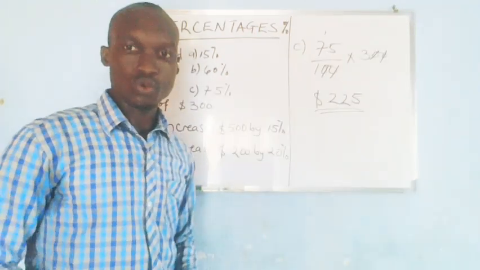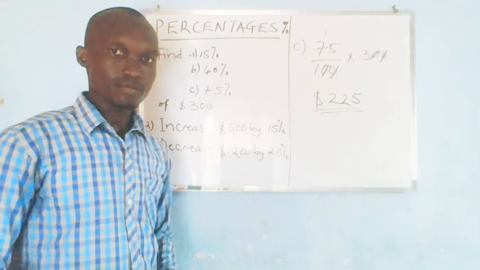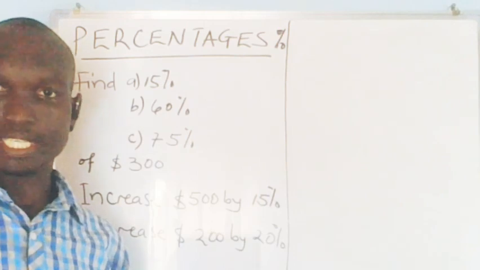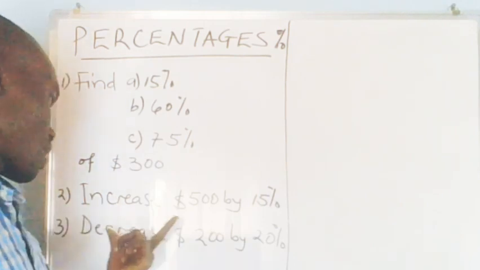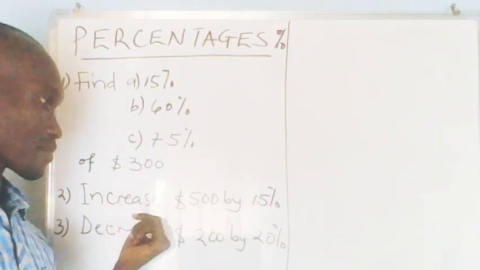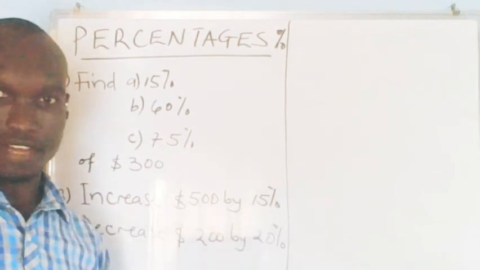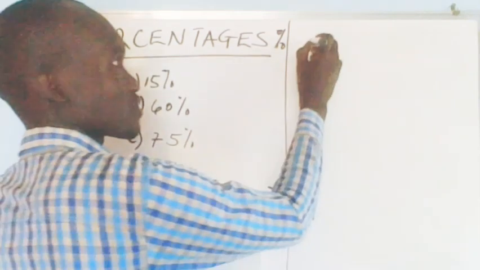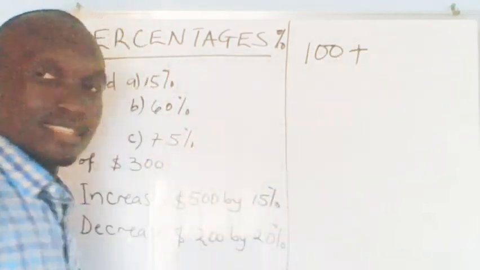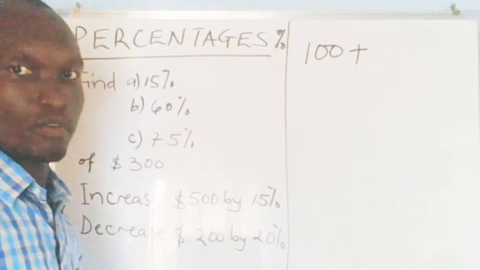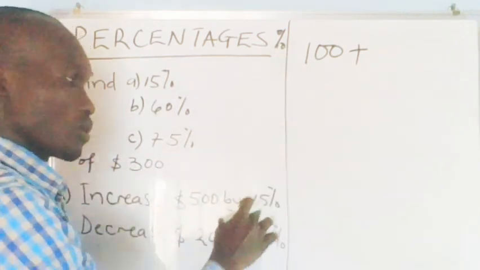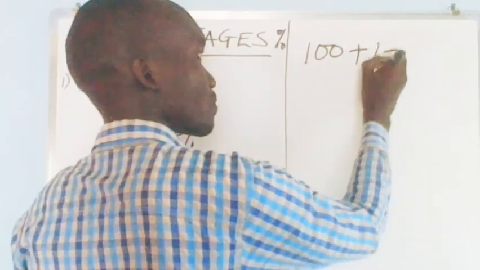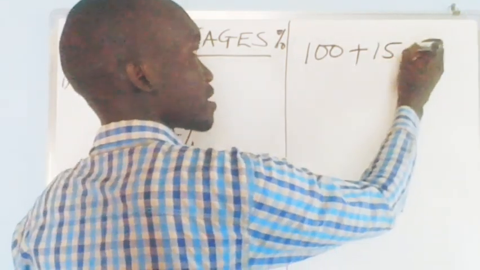Now in percentage, we also have decrease and increase. And that's the second part I want us to look at. We can increase a percentage and we can also decrease a percentage. So number 2 says increase $500 by 15%. Now we know that the original percentage is 100. Anything we're going to increase, that means we add on top of it. So to the 100%, we're going to add this 15% on top of it.